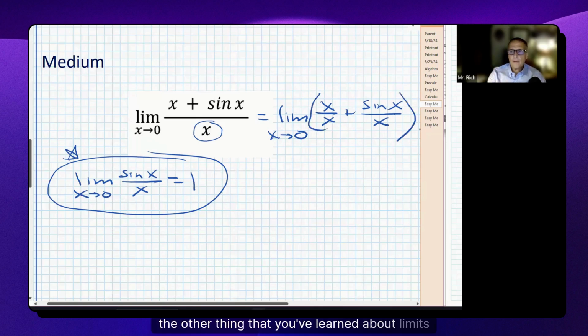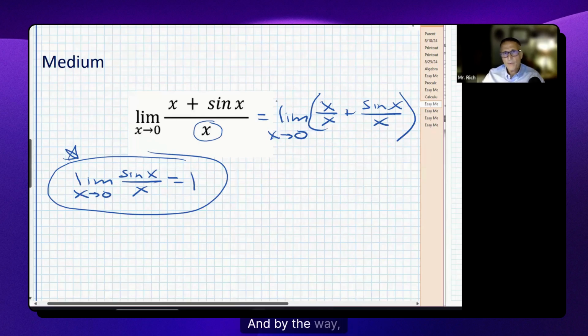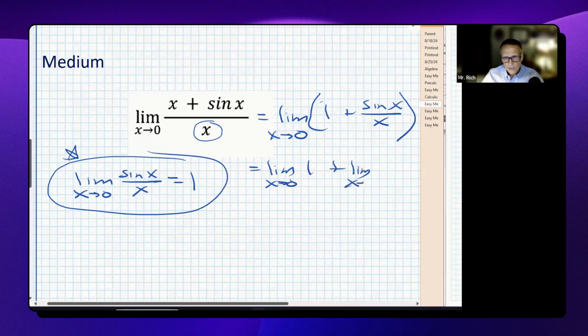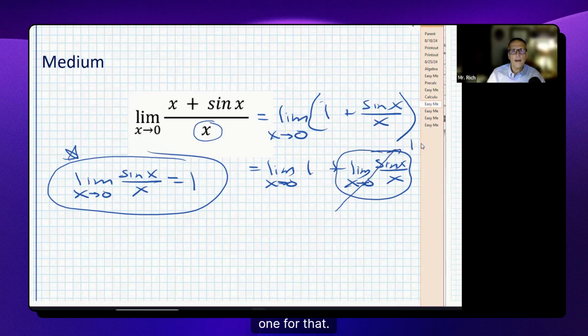Well, the other thing that you've learned about limits is there are what we call properties of limits. And that is that I can split limits by addition and subtraction into separate limits if it suits my purposes. Well, and by the way, x over x is 1. So let's go ahead and simplify that. That's just the number 1. So really, my next step is to say that the limit as x approaches 0 of 1 plus the limit as x approaches 0 of sine x over x. Well, this thing I know. That thing is the number 1. So I'm just basically substituting 1 for that.